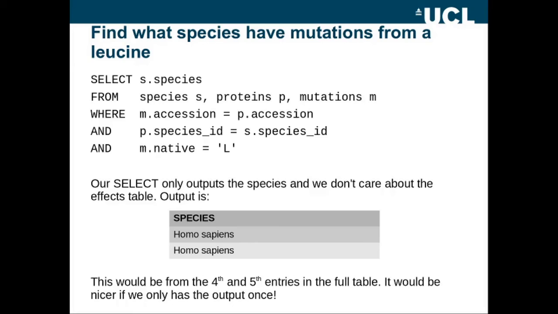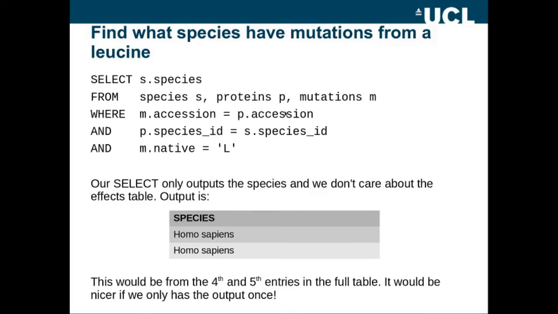Our third example was to find what species have mutations from a leucine. In this case we're only interested in pulling out the species name. So we do select s.species. S is an abbreviation for the species table. We're also not interested in the effects of mutations here, so we don't need that information, and therefore we don't need the effects table.